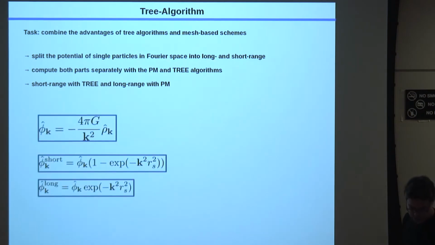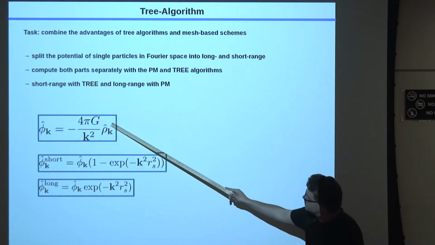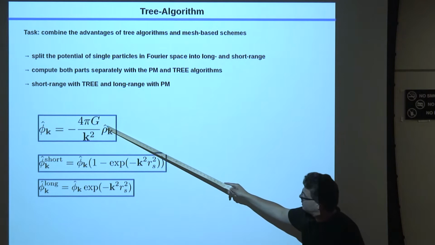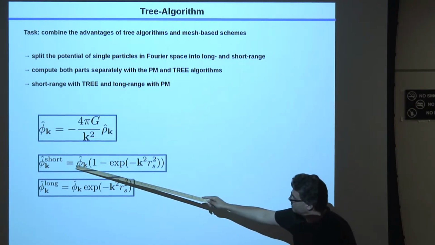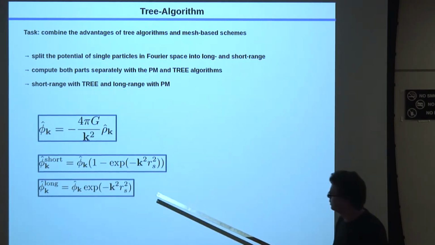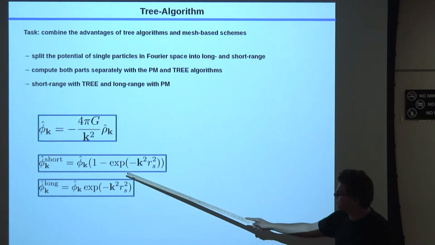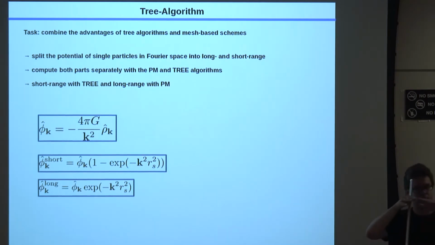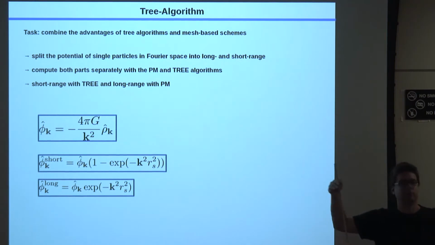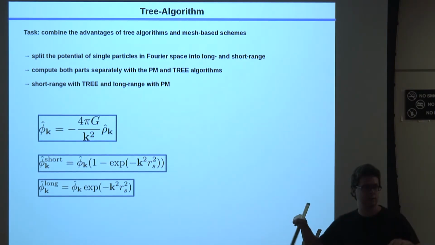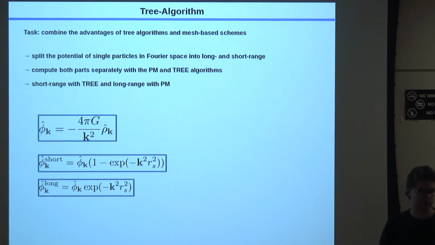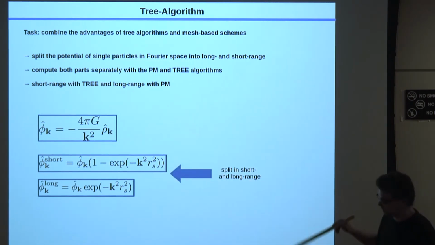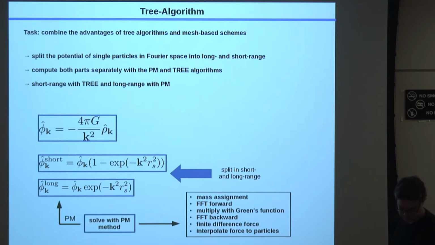And if you want to do this, you essentially end up with these equations. So this is now the potential here that we want to solve for, and then you have a short-range contribution and a long-range contribution, and you can see there's a certain radius RS, which is exponentially suppressing things here. That's the cut radius here. So you have a certain radius that you put into the problem, within which you calculate the short-range forces with the tree, and beyond that, typically, because of this exponential suppression here, you calculate the long-range forces with the particle mesh method. So there's this typical split in short and long range.